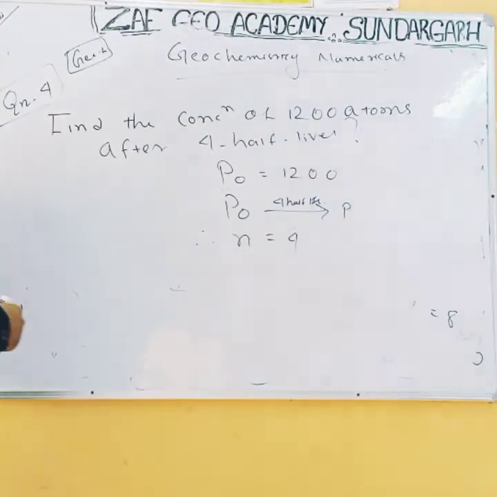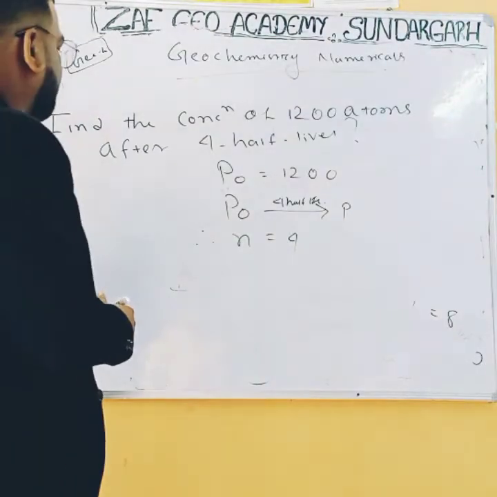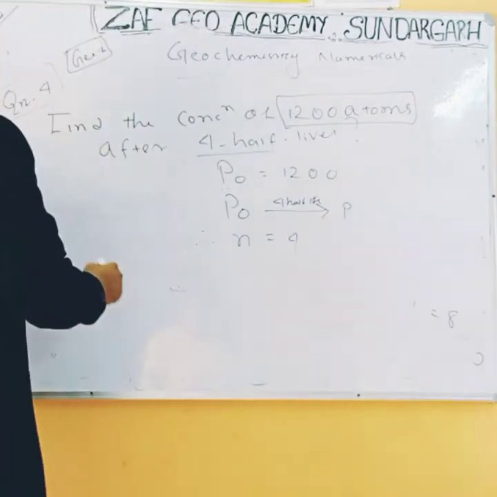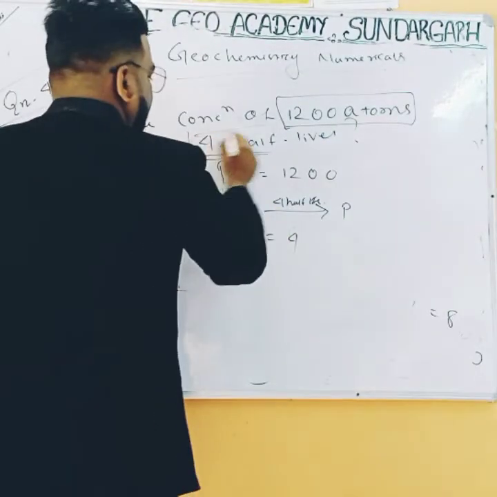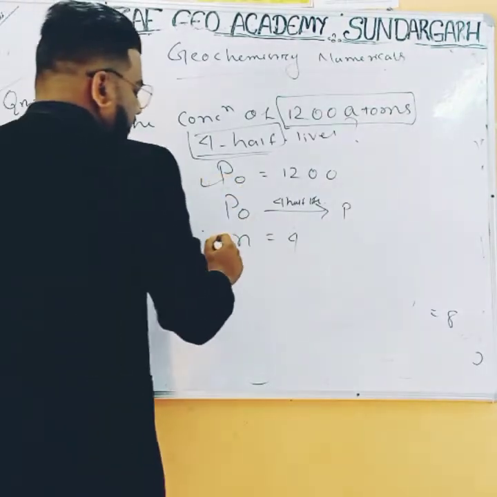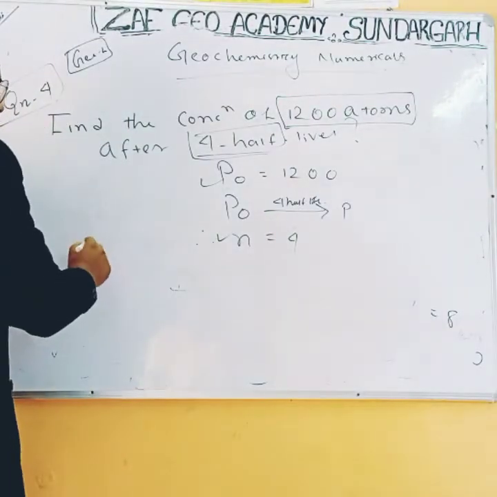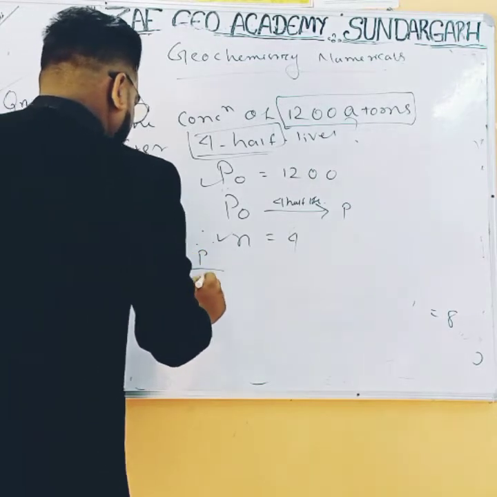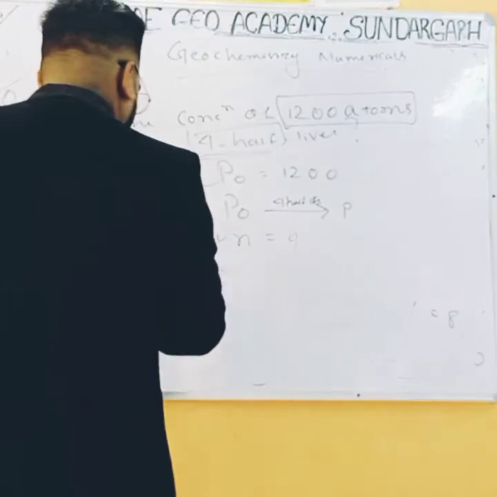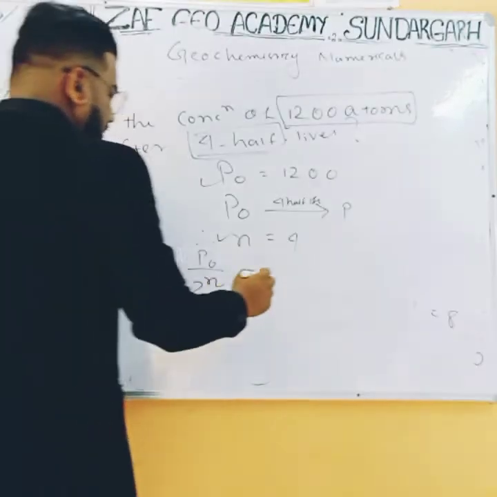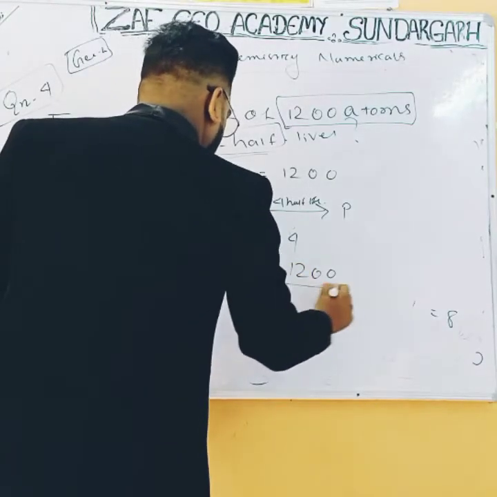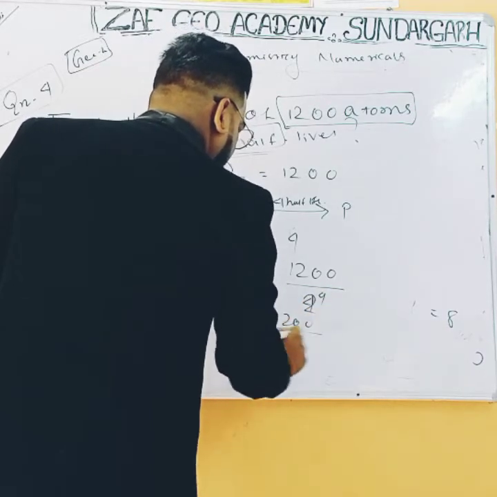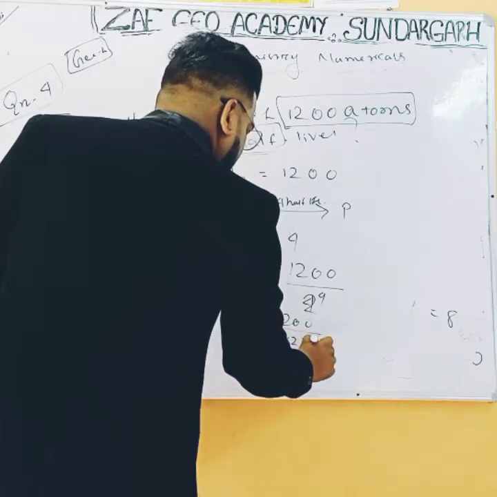Now another question is to find the concentration of 1200 atoms after 4 half-lives. So 1200 atoms is P naught and 4 half-lives is n. So P naught is 1200 and n is equal to 4. Now just put the formula. P is equal to P naught divided by 2 to the power n. So 1200 divided by 2 to the power 4, which is 16.